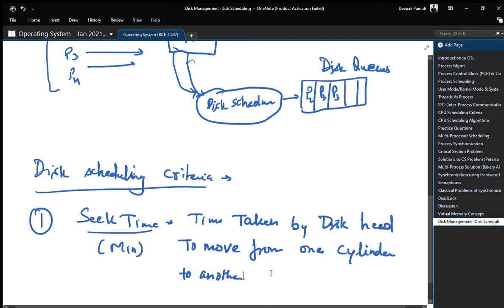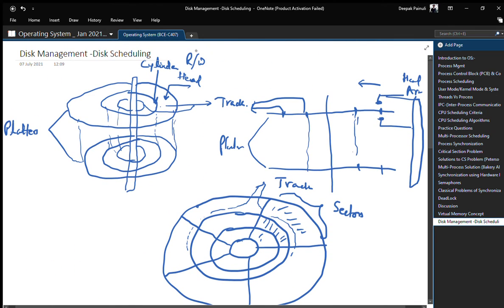See, head movement is applicable only for forward and backward directions. It can't rotate. It can move only in the forward direction or the reverse direction, either this way or this way.